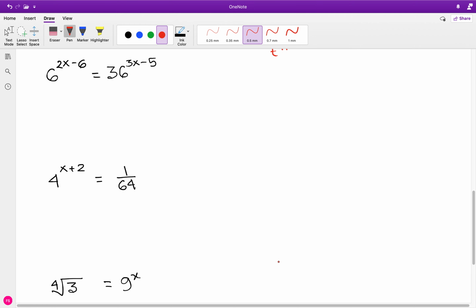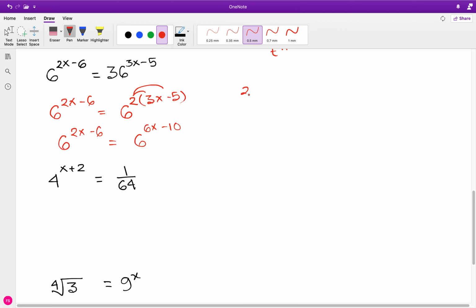To solve exponential equations, we always change it to the same power. 6 is already simplified, but we can change this 36 and write it in terms of 6, which is 6 squared. This side I'm just going to leave it like that, no change. But for this 36, I can write 6 squared, but you also have this power outside. Don't forget about it. That means you need to distribute these terms. This will give me 6 to the power of 2x minus 6, and this side 6 to the power of 6x minus 10. Whenever you have the same base, that means the powers are equal to each other.